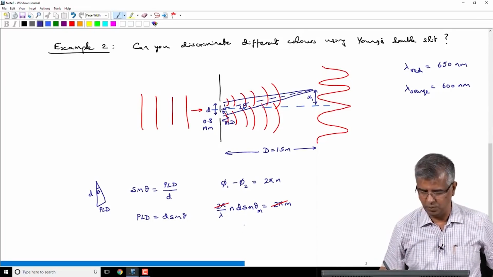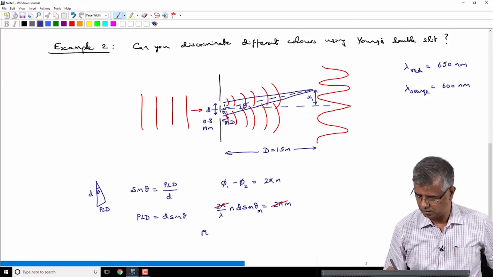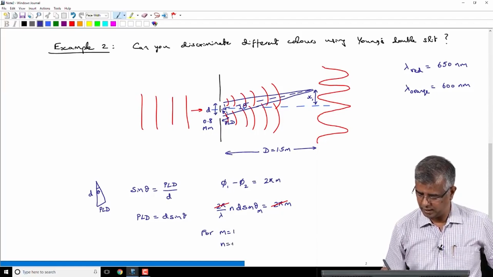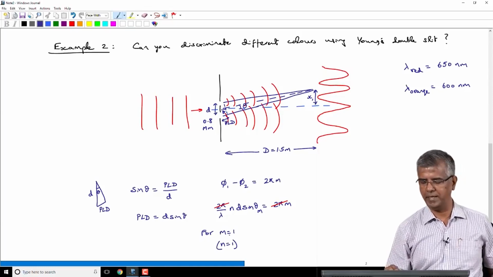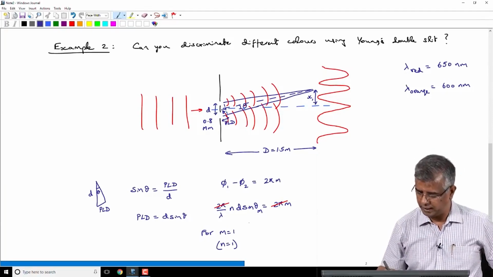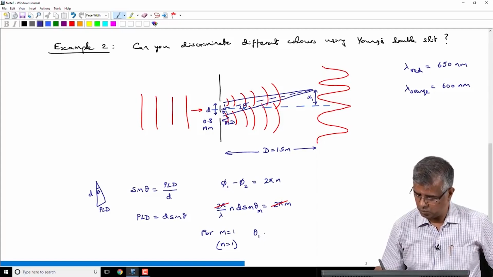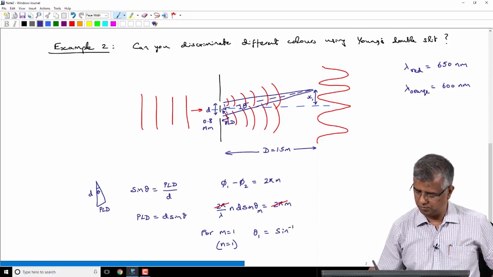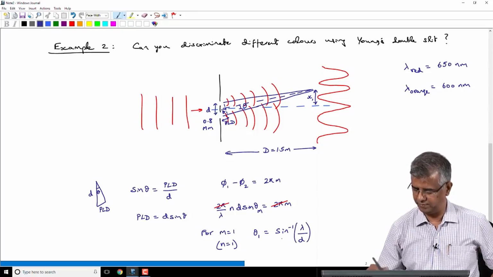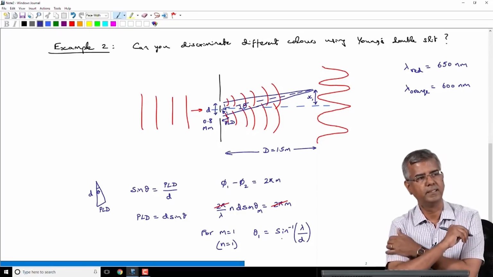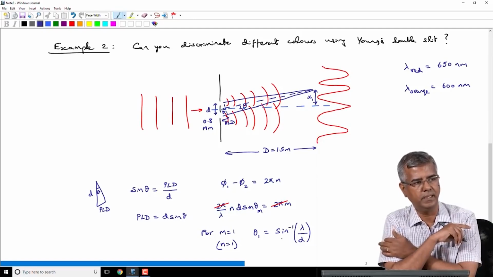But if I look at the first, for m equal to 1, and let us say we are observing all this in air, so n equal to 1 as well, then theta 1 is going to be given by sine inverse of, m equal to 1 over here, so you have lambda over d, correct? You understand what I have written here?